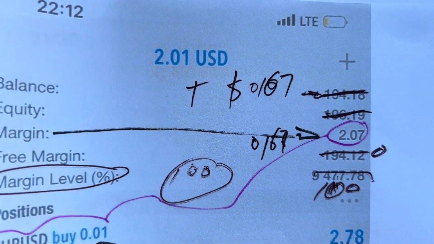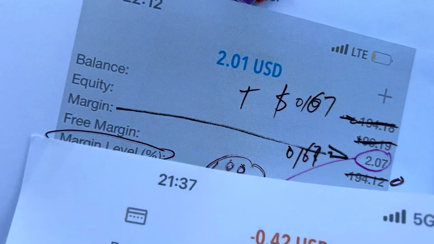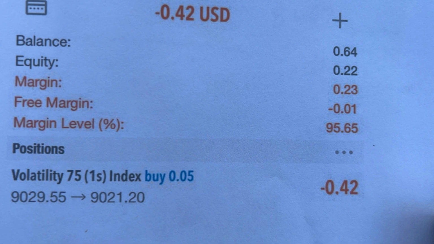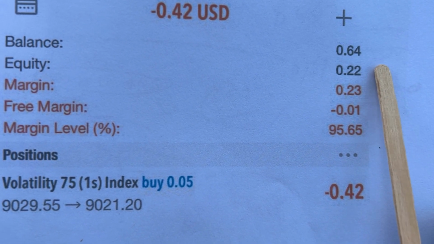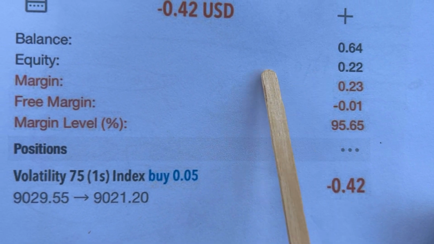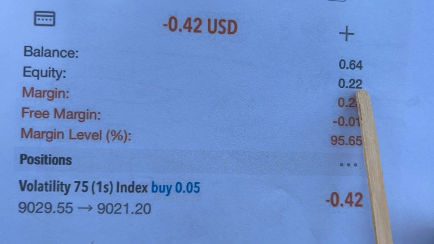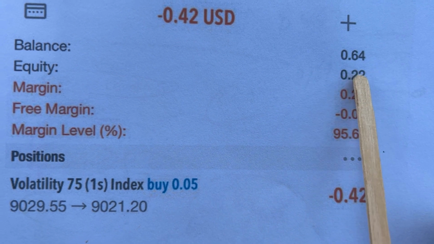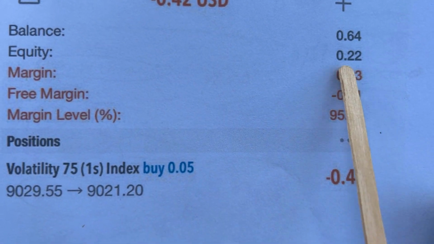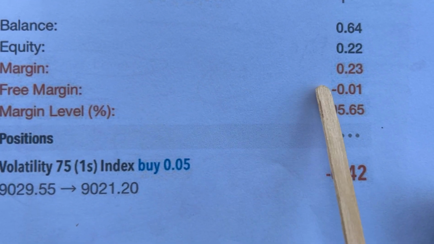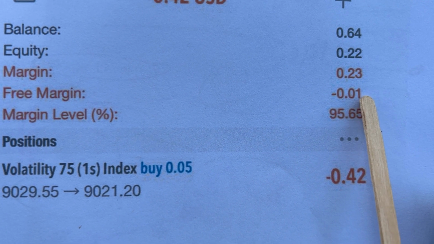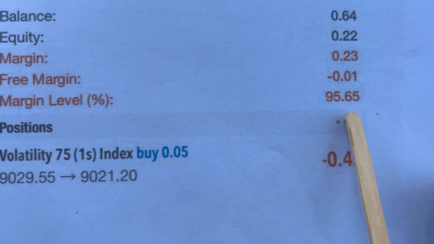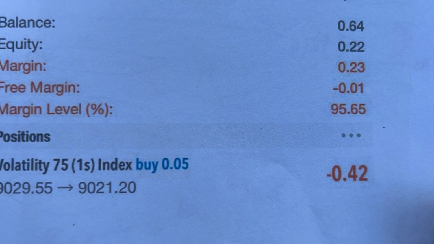In this case, we're going to experience something like this. Let me show you here. This is a different asset, and this is something that I wanted to talk about here. You see here we have 0.64, right? And we actually have an equity of what? 0.22, because we are losing already. So it's going to be minus this one, and then we're going to be left with the equity like this. Now, on margin, we needed 0.23. Free margin is 0.01. Okay, margin level is 95. Now we get what? Margin call.